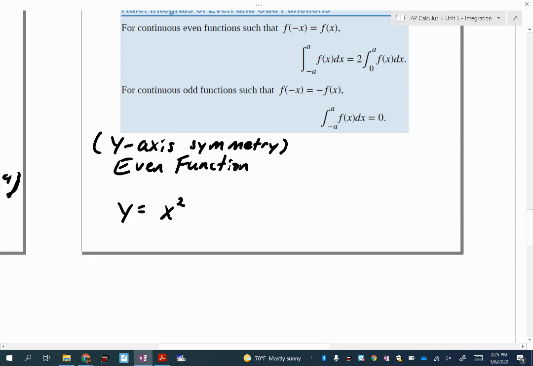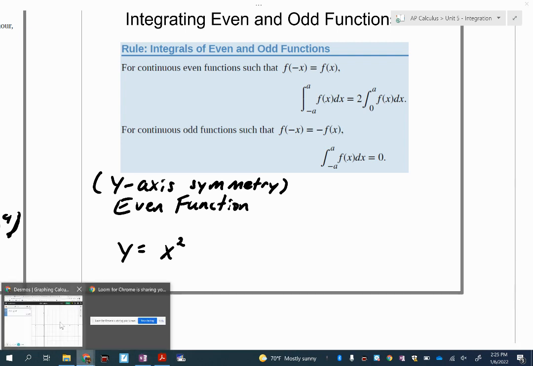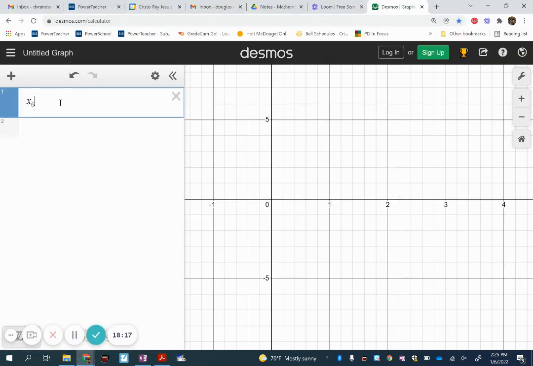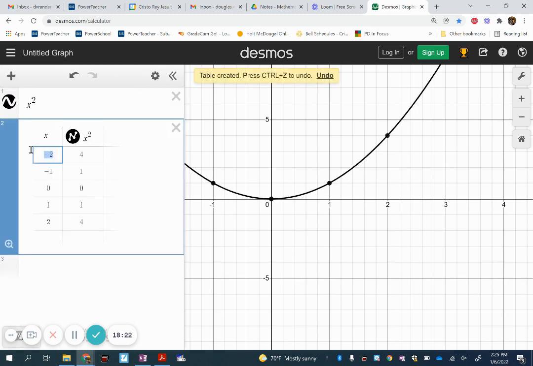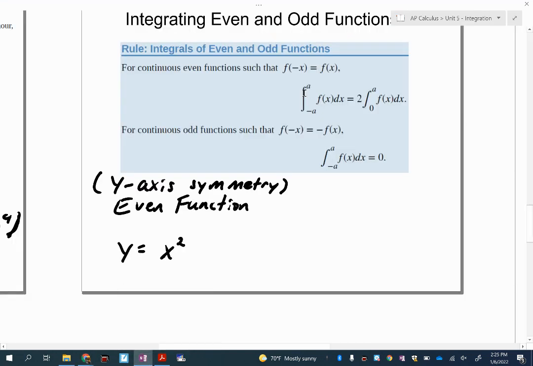All right, so let me just show you when we plot just x squared, and then show you what this rule is actually stating. All right, so here is y equals x squared. All right, let me zoom it in for you. Boom. Okay, now if you look at the rule, it says that if you're looking at the integral from the opposite of a number to that number of this function, and you know the function is even, then essentially you can just do the integral of 0 to that number of your function and double it.